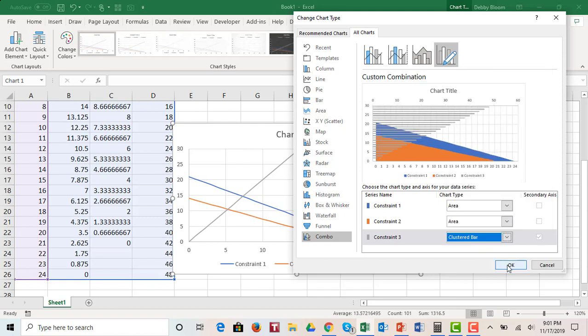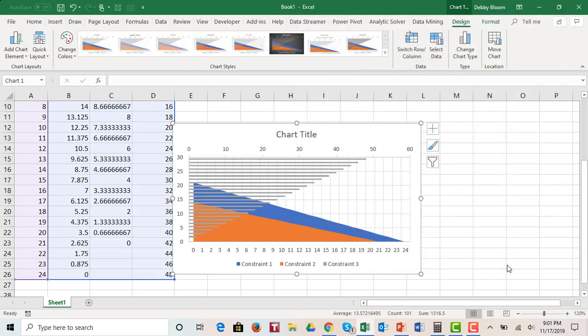So that's what my chart looks like, and I click OK. Anything in the blue region and below satisfies constraint 1. Anything in the orange region satisfies constraint 2. So anything in the blue region would satisfy constraint 1, but not constraint 2. Anything in the orange region satisfies both constraints.